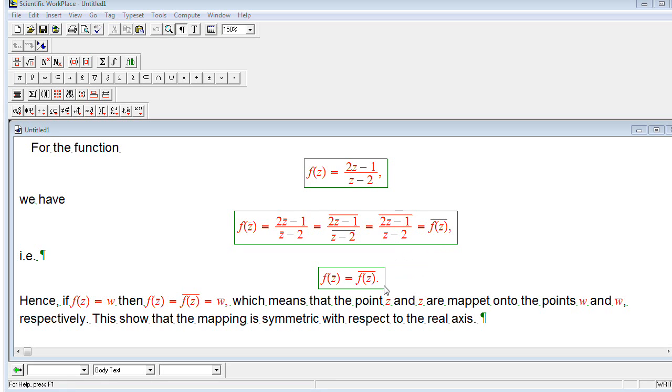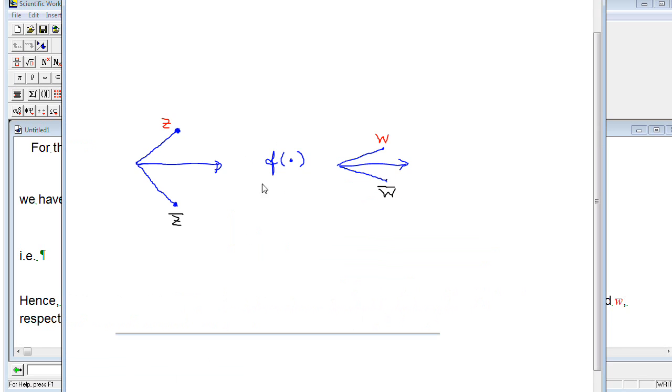So what does this mean geometrically? It means that if we have some point z in the z-plane which is mapped to some point w, then the conjugate of z is mapped onto the conjugate of w. Let me show you this in an illustration. We have this point z here, it's mapped onto w, then the symmetric point here, which is z conjugate, is mapped onto w conjugate here. So we have that the function f of z is a symmetric mapping with respect to the real axis.